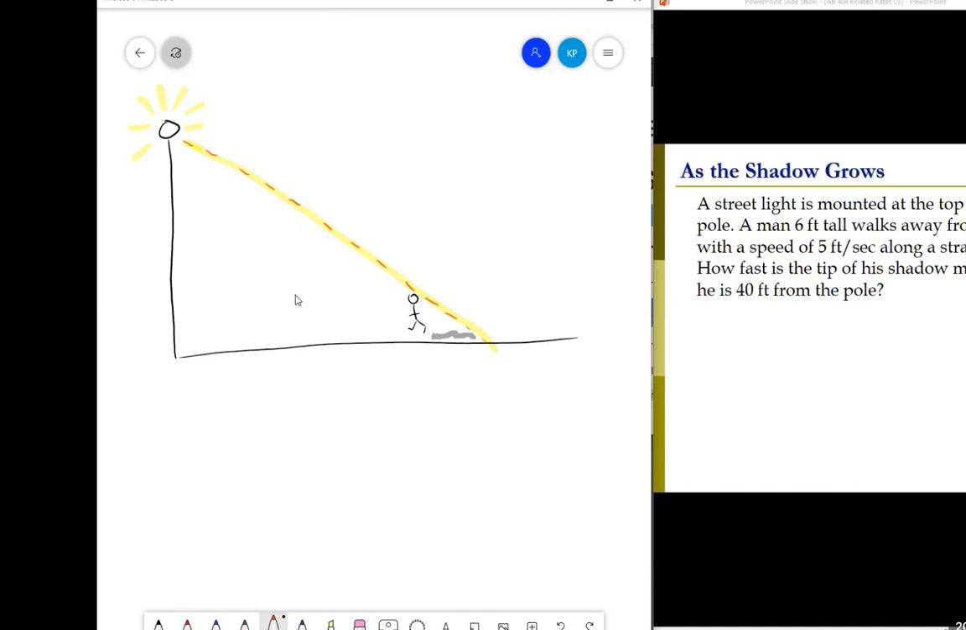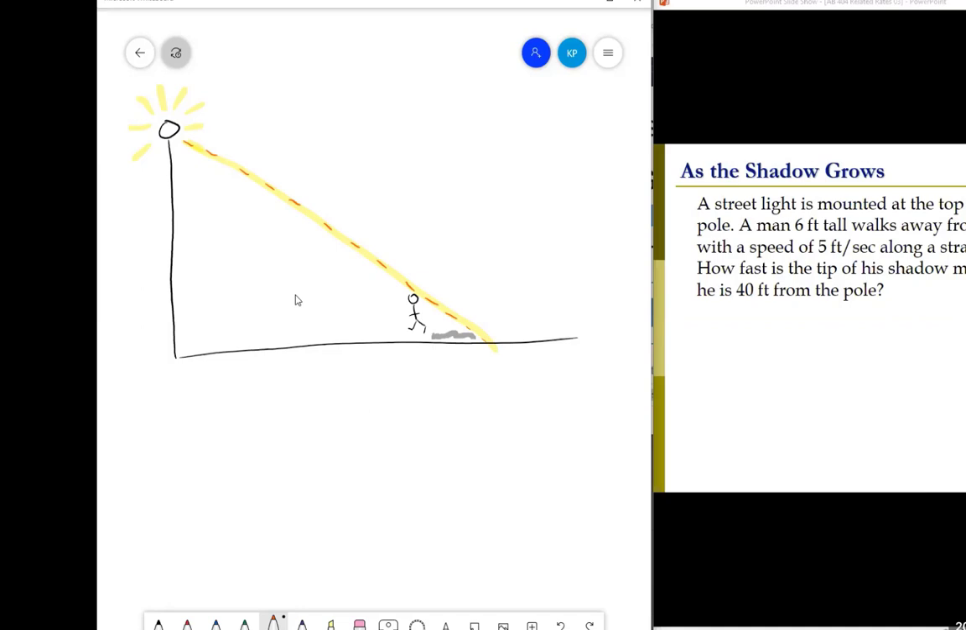If the light was moving, let's just say this light was not stationary, it's some kind of adjustable light or something like that. If this light is moving, his shadow is going to grow, right? The rate that his shadow grows is different than the rate of the tip of his shadow. Let's say his shadow is growing, I'm just going to make up a number, 3 feet per second. Well, how fast is the tip of his shadow growing? The tip of his shadow is growing 3 feet per second.